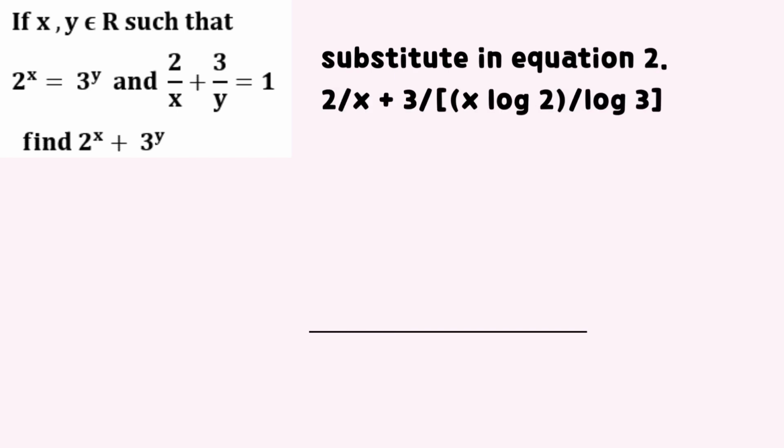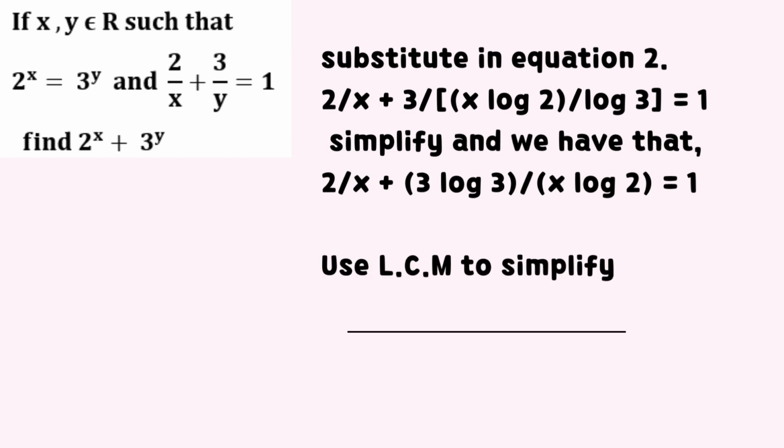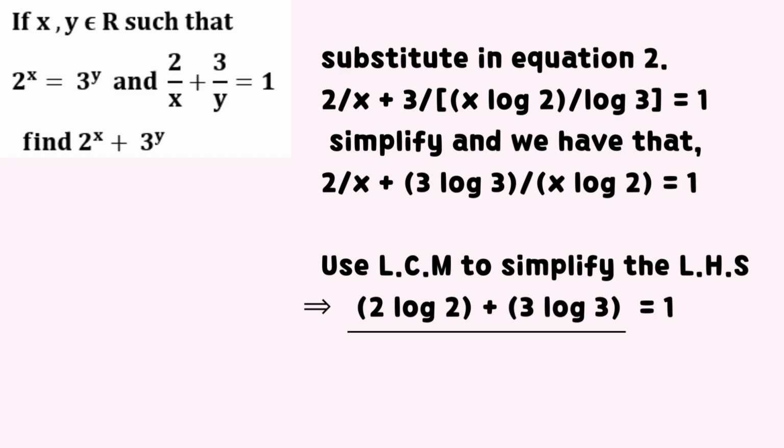Substitute in equation 2 and we have that the sum of 2 divided by x and 3 divided by the ratio of x times log 2 to log 3 equals 1. Simplify and we obtain a new equation as shown on the screen. Use the concept of the lowest common multiple of the denominators to simplify the left-hand side of the equation. It implies that the sum of 2 times log 2 and 3 times log 3 all divided by x times log 2 equals 1.